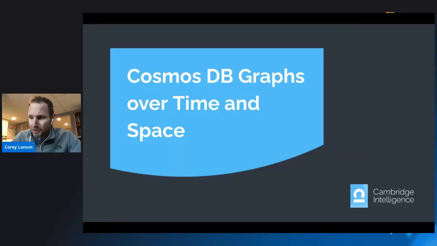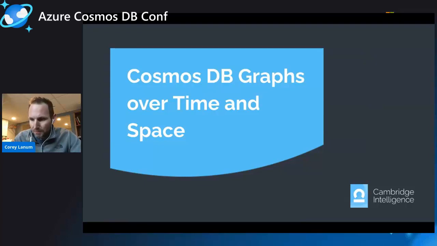I'm here to talk about graphs over space and time. It sounds like a pretty lofty concept, but really what we're talking about is what do we do with graph data that has a time dimension, a location dimension, or both? And how do you represent that in a visualization such that it can make sense to end users?